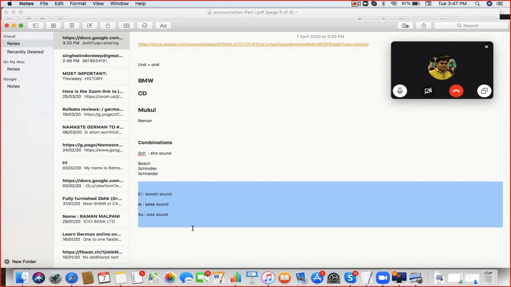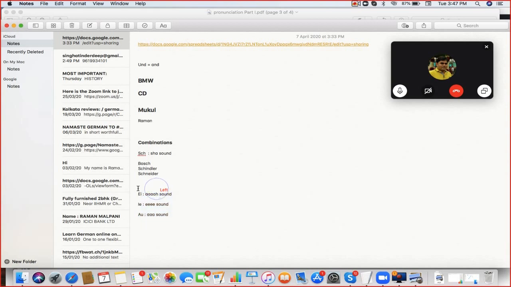I thought you were saying Wien for wine. That is also Wien; that is wine, actually. Wien is wine, and Wien is Vienna. So that's for EI, Vienna. You have to take care of these combinations. Wherever EI comes, that is I, and IE is E.